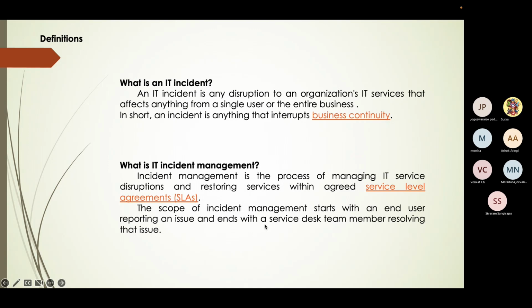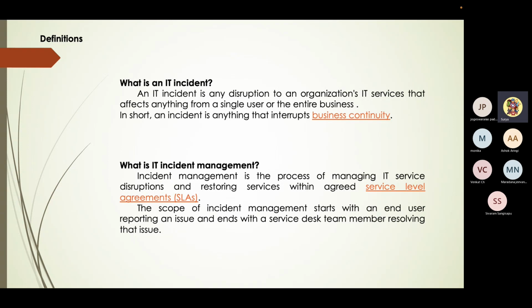Okay. So as an incident manager, your prime objective is, if somebody is facing any issue, you need to resolve their issue as soon as possible. You know what resolution is, right? If you want, you can write resolution also. Resolution is the permanent fix or the permanent solution to the issue.